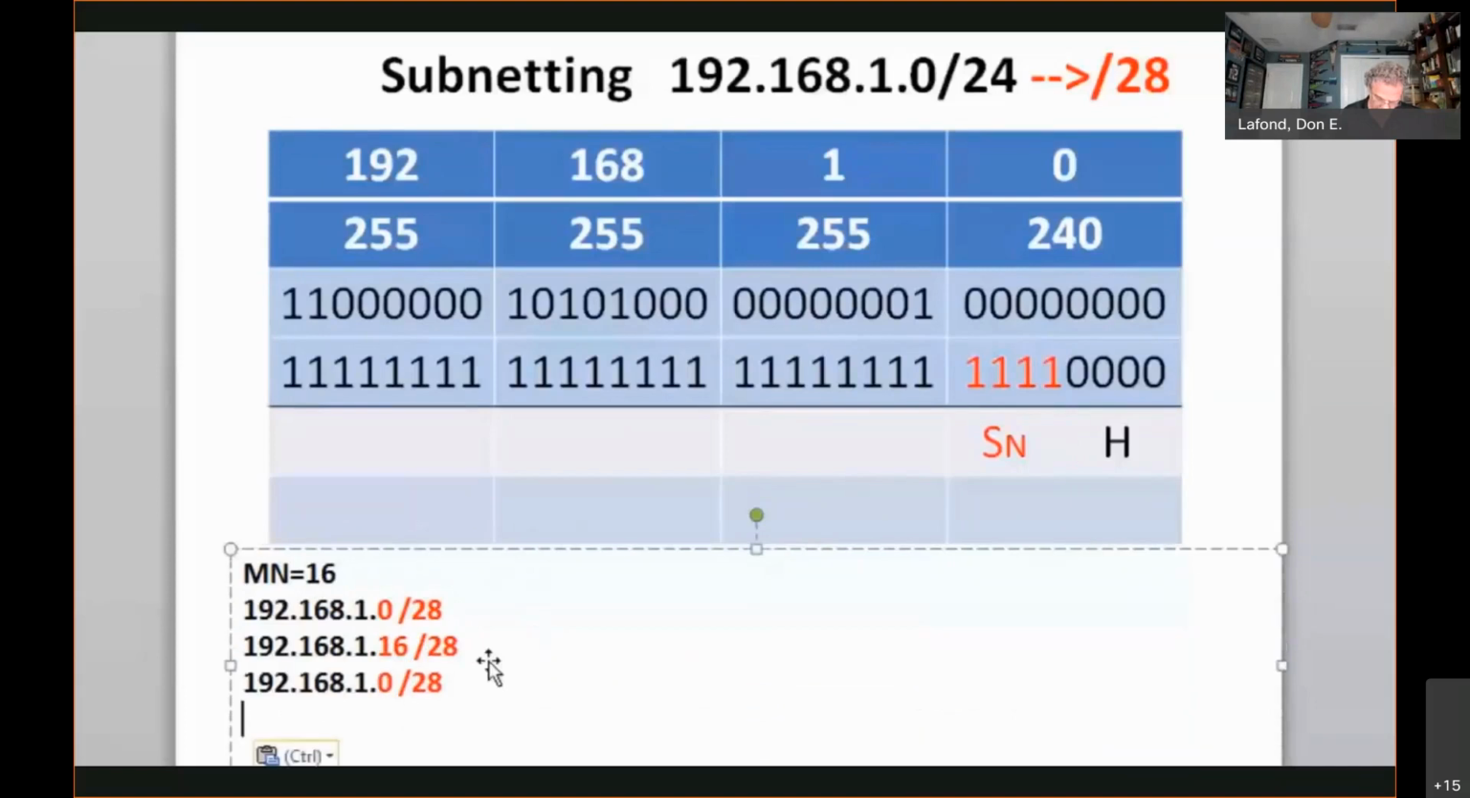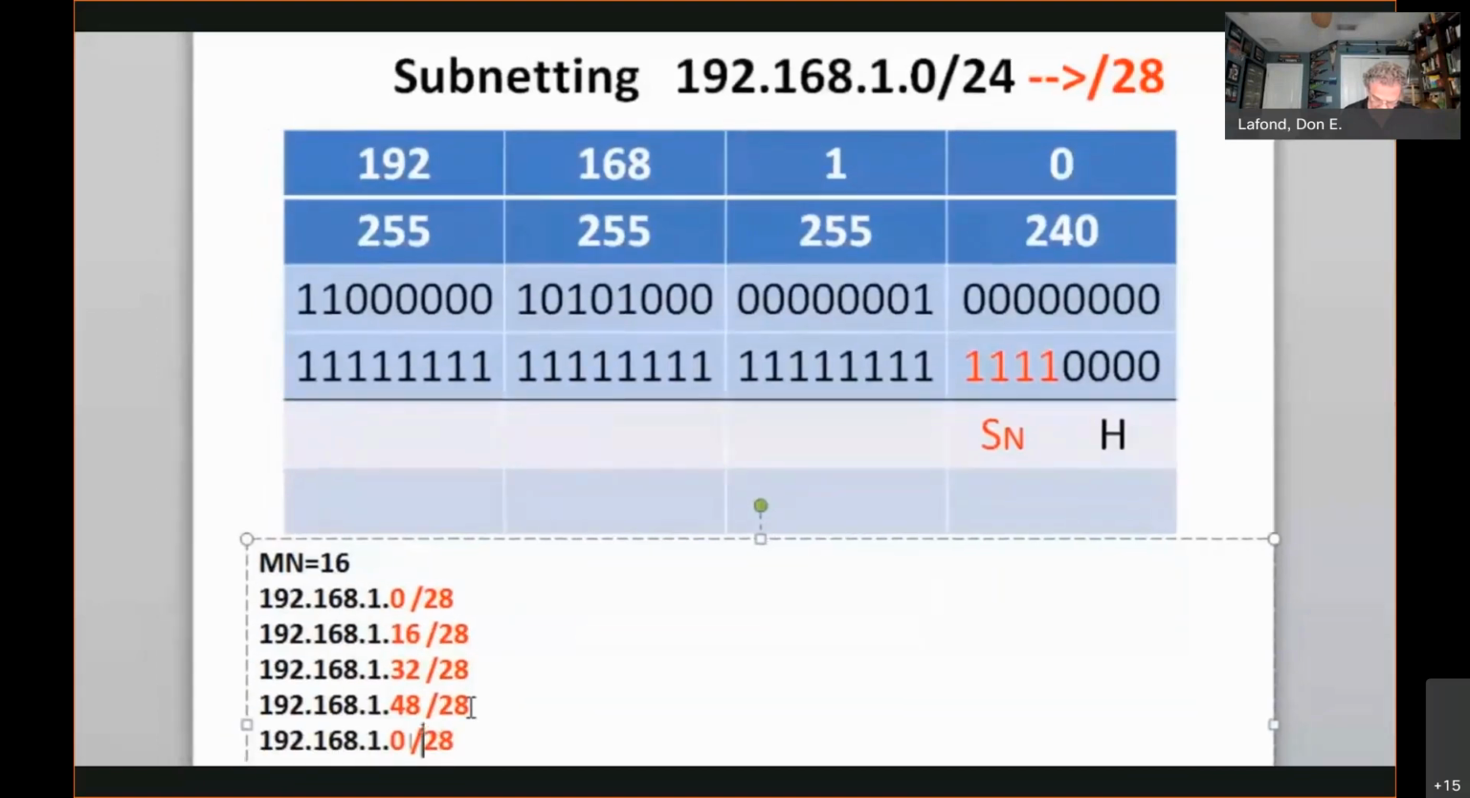The next network will be 32. And the following network will be 48. And after 48, 64, and so on and so forth. The networks will go up by 16.